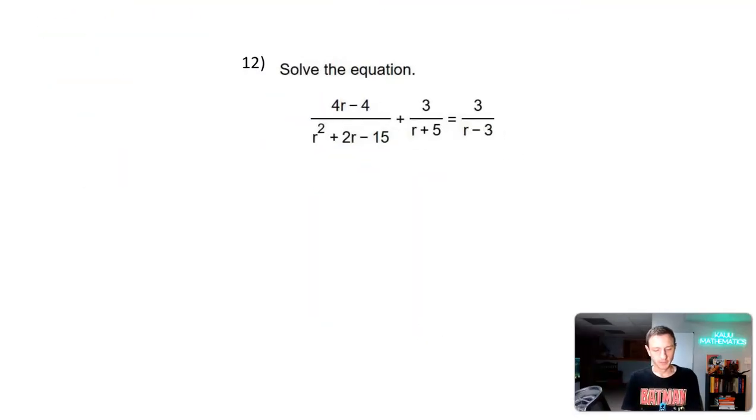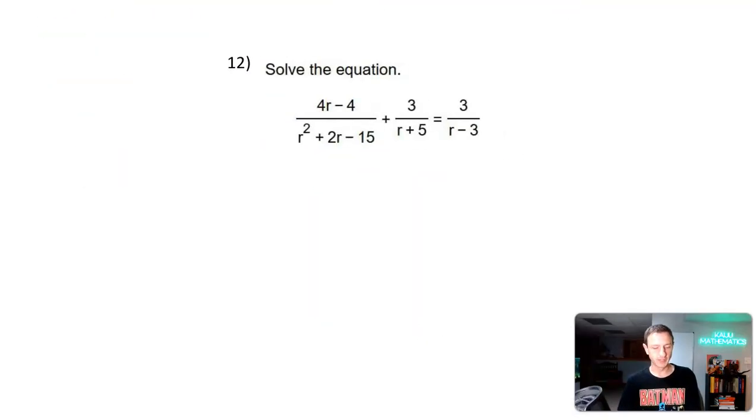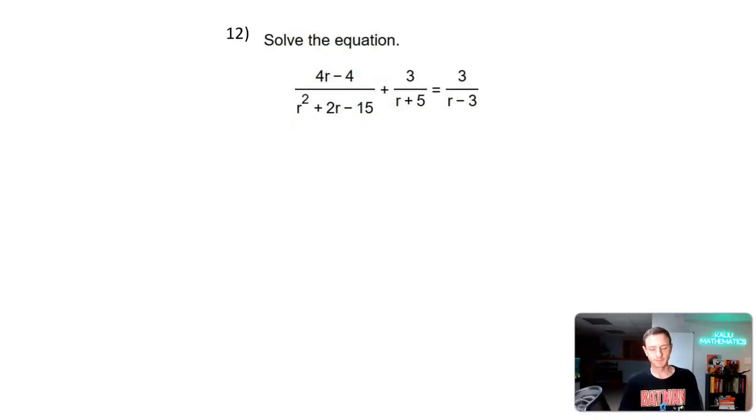I think that's going to lead us into equations. Yeah, so rational equations now. This was a tough section. Rational equations, we have 4r minus 4. Let's factor all the denominators.